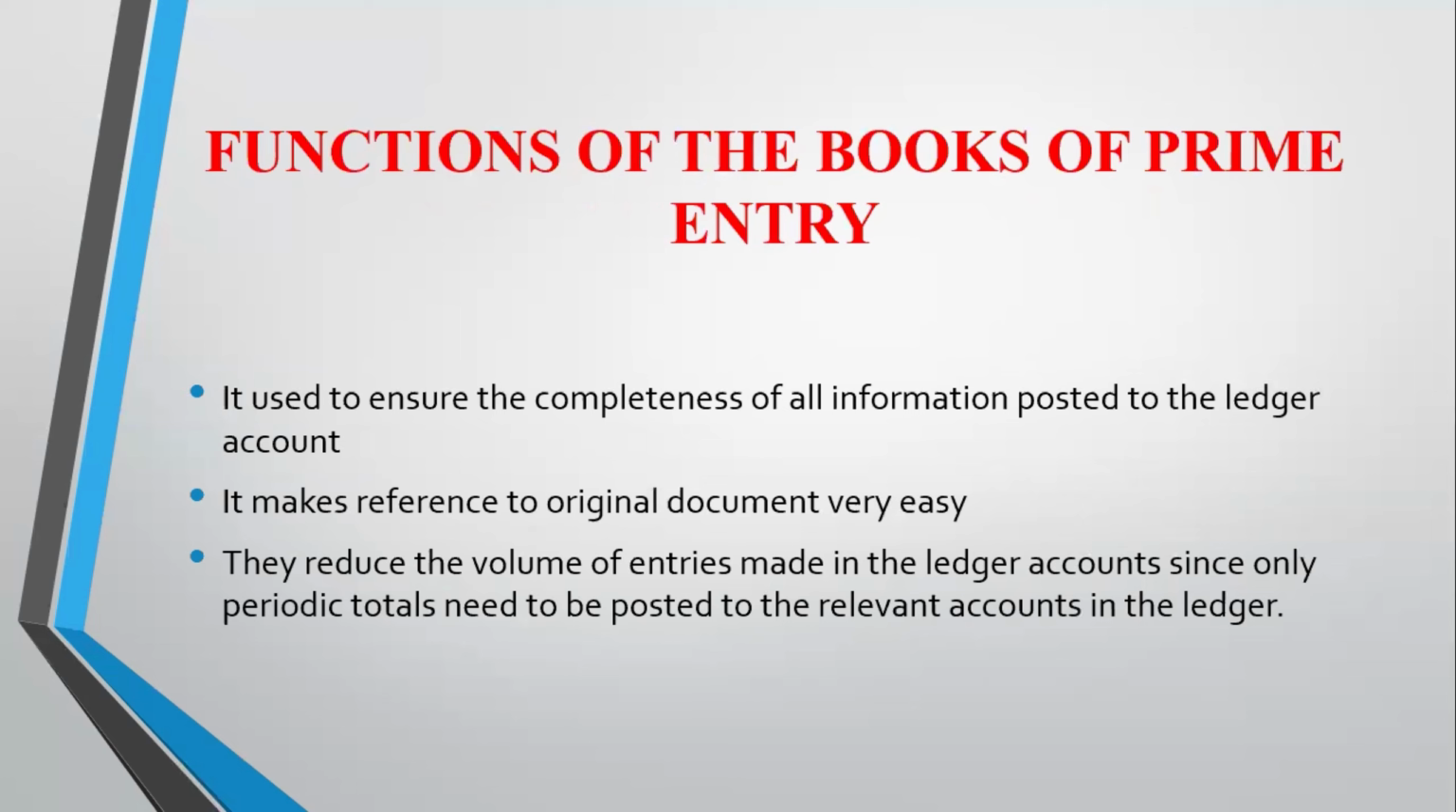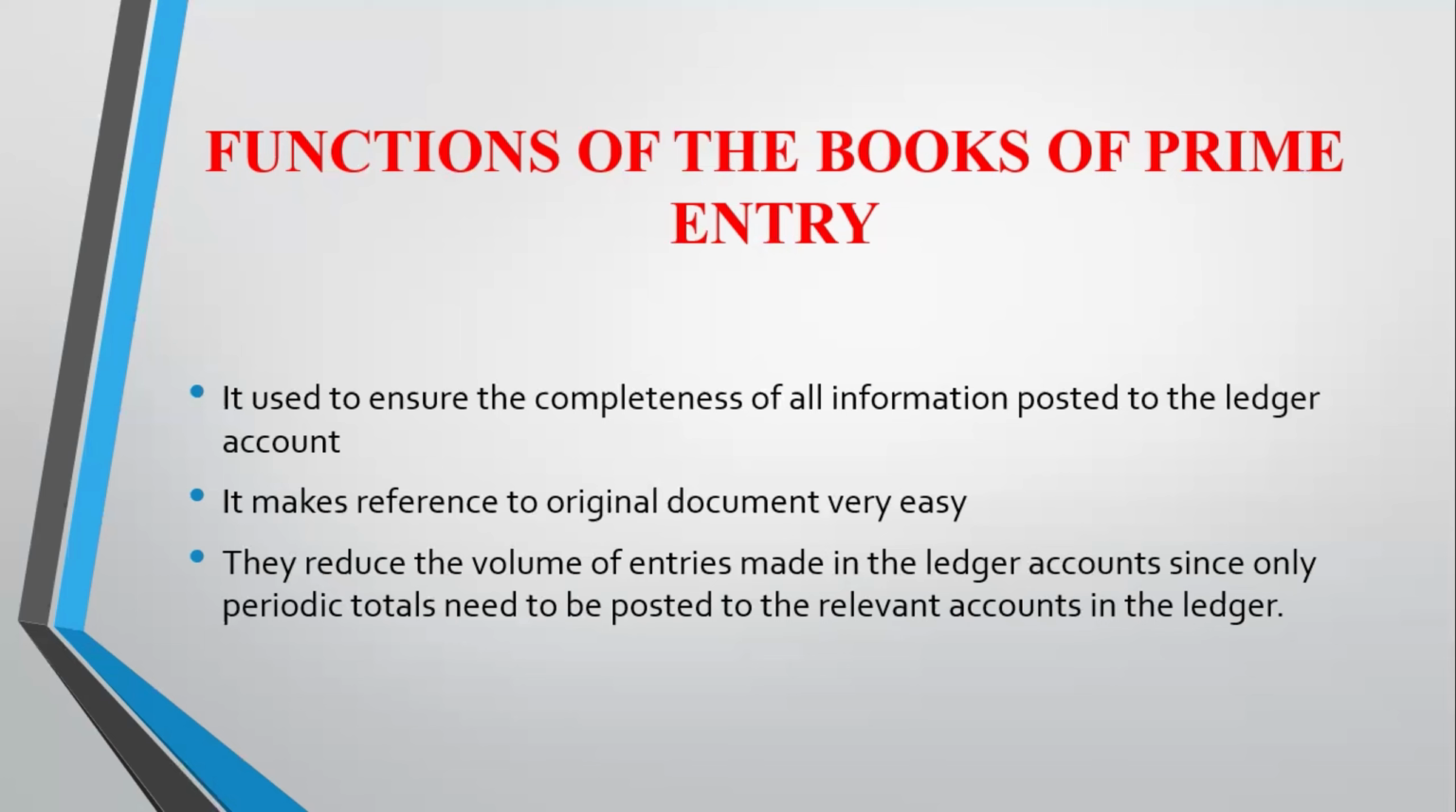So what are some of the functions of the books of prime entry? One, it is used to ensure the completeness of all information posted to the ledger account. If we want to ensure there is completeness in the information that we've posted into the account, we check it from the journals. Two, it makes reference to original documents very easy. Three, it reduces the volume of entries made in the ledger accounts.